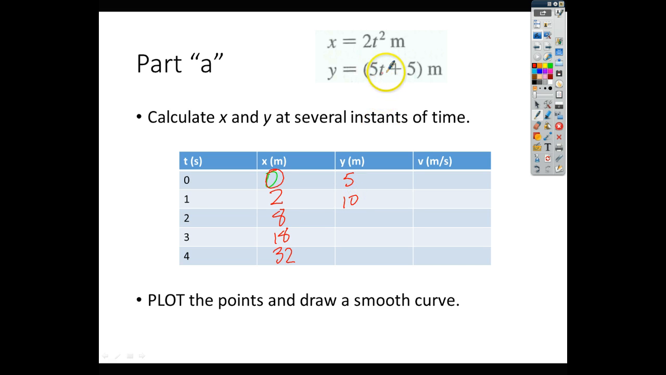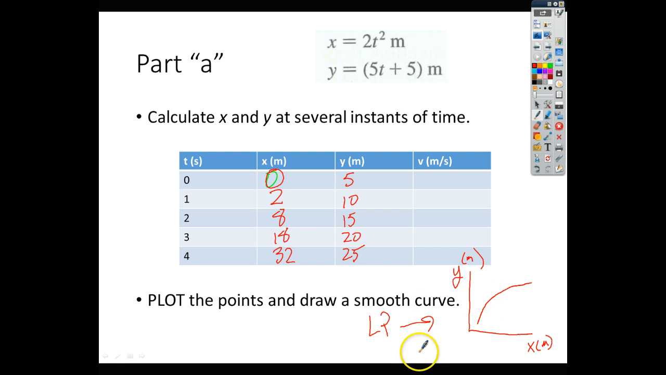Next one would be 10 because 5 times 1 is 5 plus 5 is 10. 5 times 2 is 10 plus 5 is 15. Then 20 and 25. At this point, I would need to draw a graph. If I draw a graph and I have y and I have x, and these are both measured in meters, and I plot that, I should end up with a square root function. So I would do that on Logger Pro. If you do that on Logger Pro, you should see that curve.